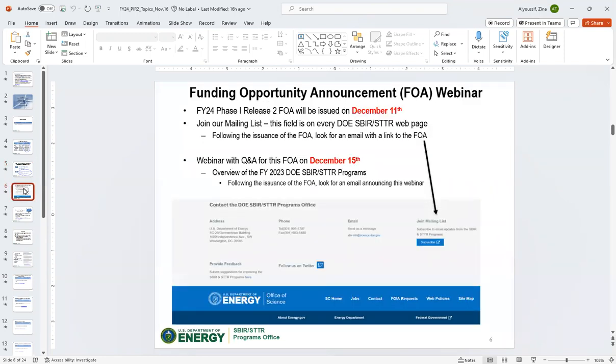The funding opportunity is scheduled to be issued on December 11. After that, we will have the funding opportunity webinar on December 15. In this webinar, you will hear from the DOE SBIR STTR Outreach Manager, Eileen Chant. Eileen will provide an overview of the application process and go over a few changes to the program. So you will want to register for that free webinar. It is an opportunity for you to ask questions as it relates to the actual application process.